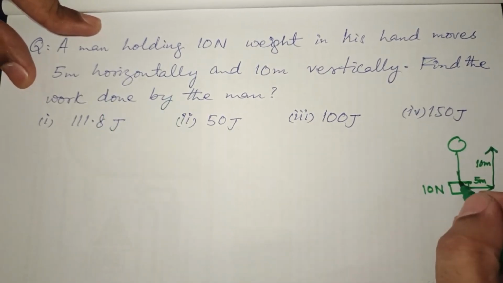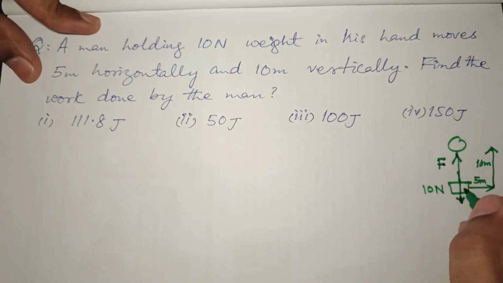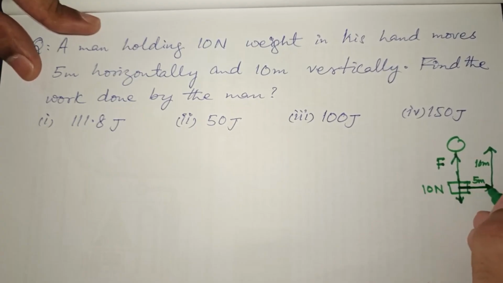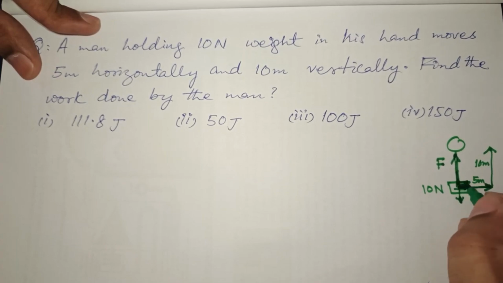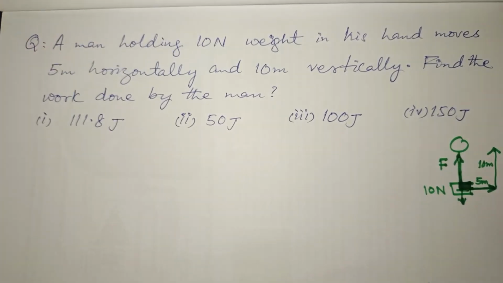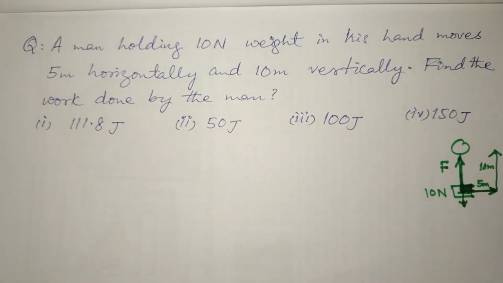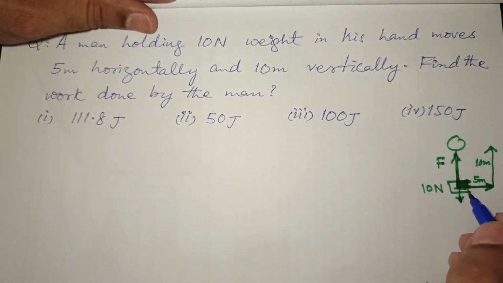You can see that in the first case, the force of the person is in this direction. He has lifted this, so the force is upward. So the angle between force and displacement in the first case, from here to here, is 90 degrees. Means what? We know that the work done will be 0 when theta is 90 degrees. The angle between the force and displacement is 90 degrees, so the result will be 0. So in the first case, we won't get any work done.